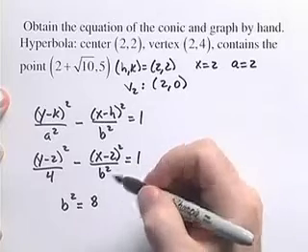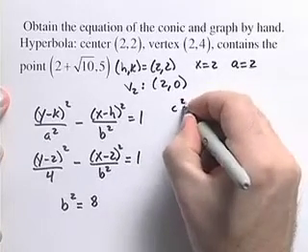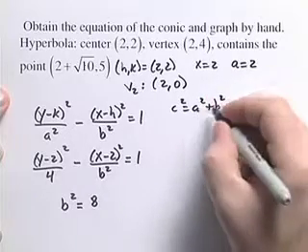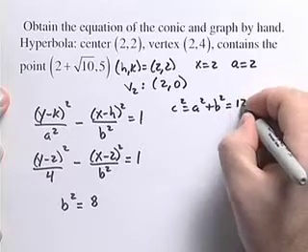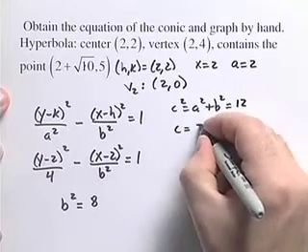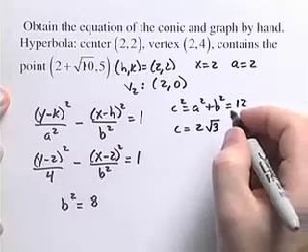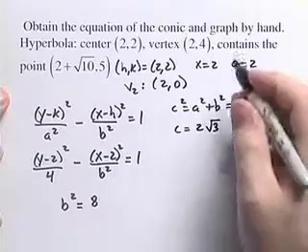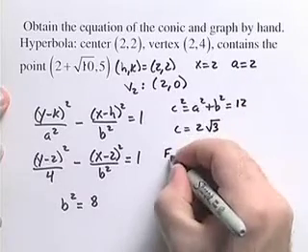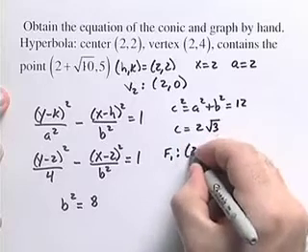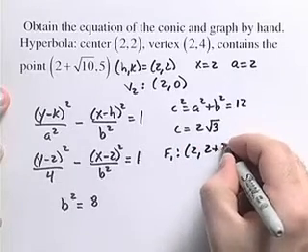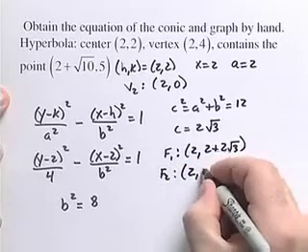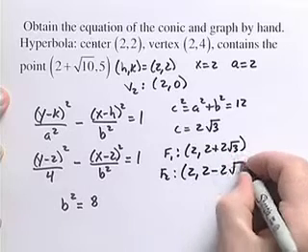We can use that to find our value for c. Since c² is equal to a² + b², a² + b² is going to give us 12, which means that c is equal to 2√3. Therefore, the foci are 2√3 units above and below the center. So we'll get one focus at the point (2, 2 + 2√3), and our second focus will be at the point (2, 2 - 2√3).